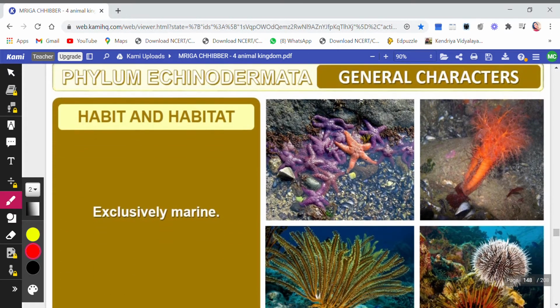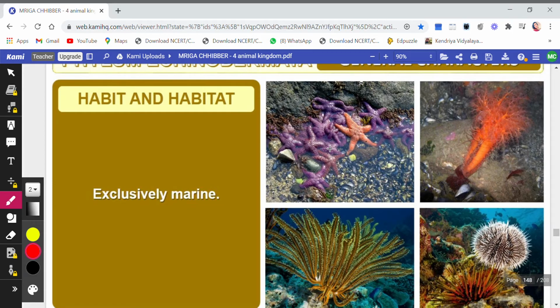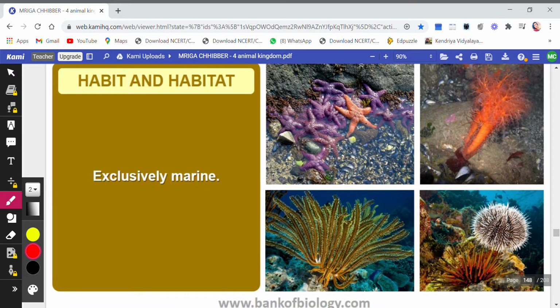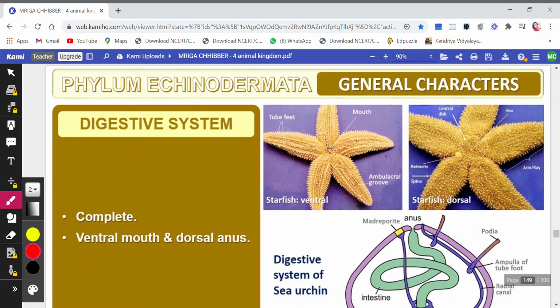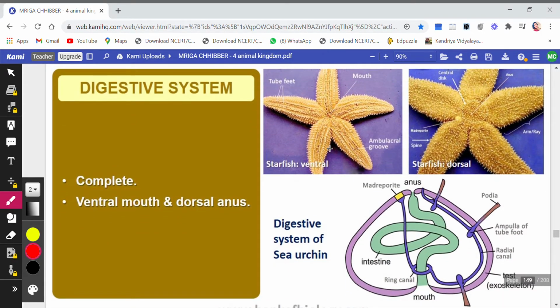Habit and habitat: they are exclusively marine. That is, all of the categories belong to the sea or oceans. Digestive system is complete. They have two openings. Ventral opening is mouth and the dorsal one is anus. You can see here, this is mouth, and here the dorsal one is anus.